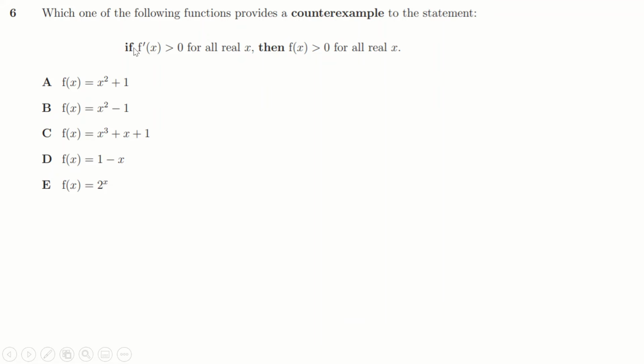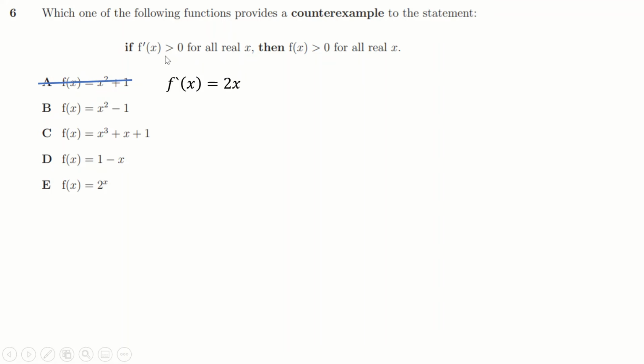Question number 6. Okay, so we've got an if statement. First thing we do with an if statement is we ignore everything that comes after the statement until we've dealt with the if bit. If f dashed of x is greater than 0 for all x. So when I find f dashed of x of these things, if they're negative for some values of x, I can immediately cross them out because this statement is not talking about them.